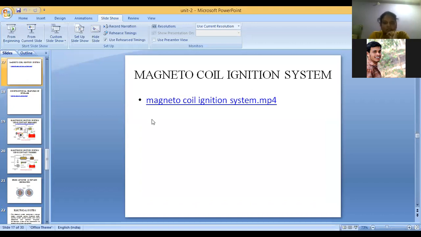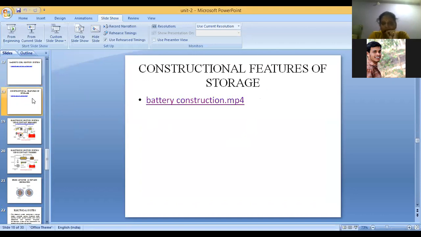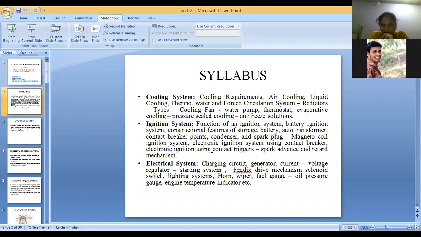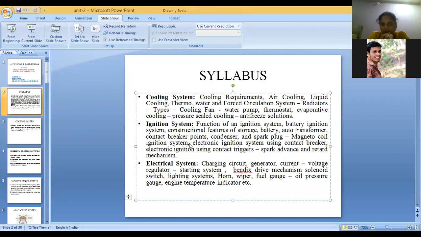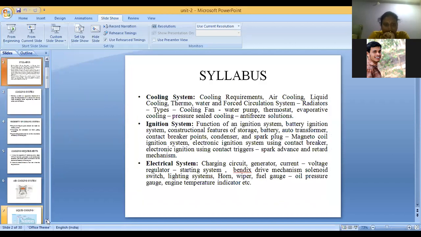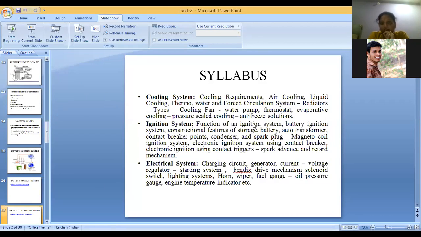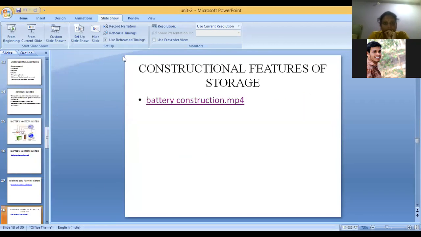In yesterday's class, we discussed up to the magneto coil ignition system. Today, we'll discuss the rest. It means I will first show you the syllabus copy. This is your syllabus. Here, we discussed up to the magneto coil ignition system yesterday, and the rest of the things we'll discuss today. So, let us first see the construction of the battery.